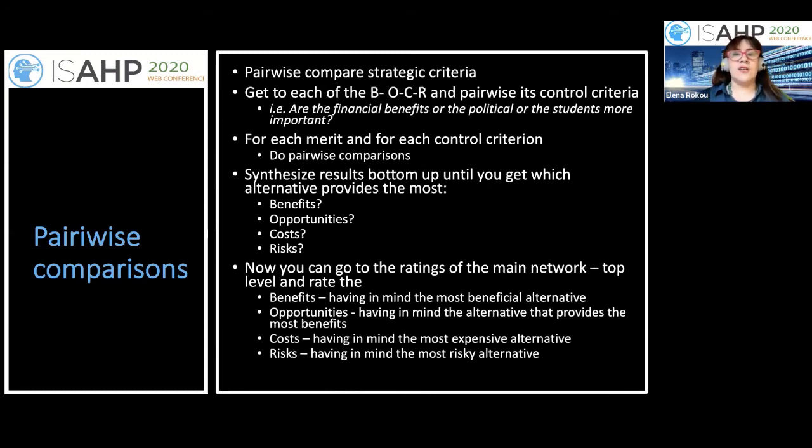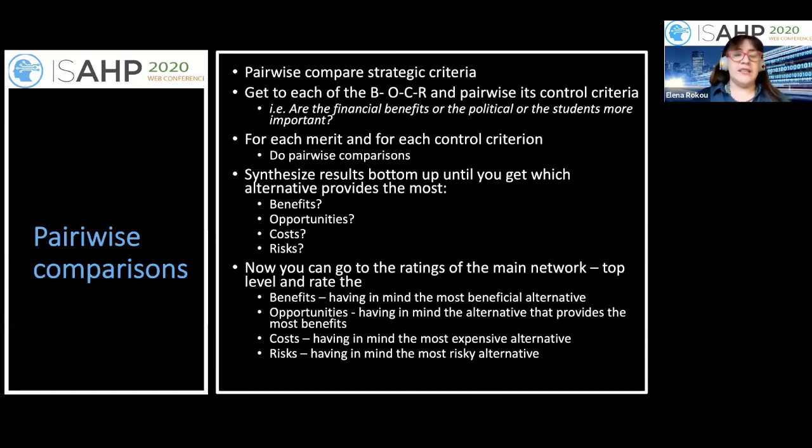So let's focus on the way that we are going to use these pairwise comparisons, and how we are going to combine our results. Well, we synthesize the results bottom up until you get which alternative provides the most benefits, opportunities, costs, and risks. And at that point, you can go to the ratings of the main network at the top level. Ratings, did we talk about ratings? Well, yep, we are talking now.